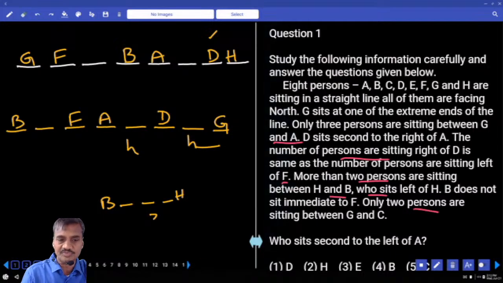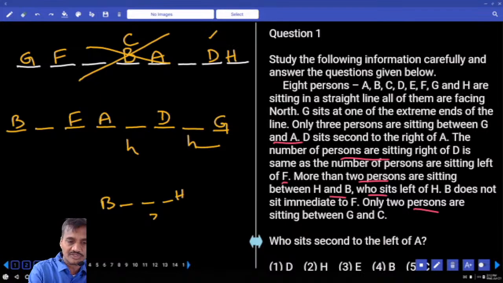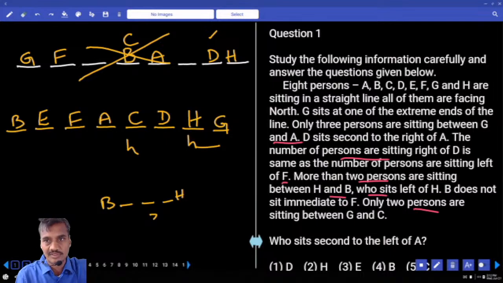Then only 2 persons between G and C. Now in between G and C, how many people are there? 2 people. Now in the first case, B and C must be in the same place, not possible. And so the first case is ruled out. Then coming to the second one, only 2 persons between G and C, C is here. If C is here, H will be here. And if H is here, then who is the person left over? E is the person left over. Clear? Now this is about question numbers 1 to 5.